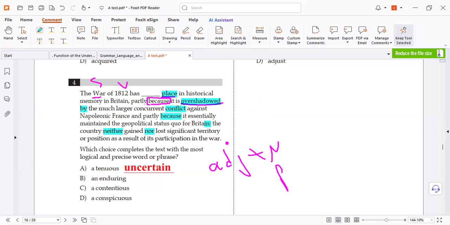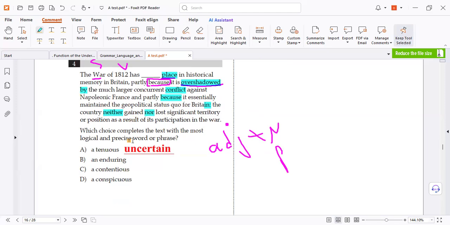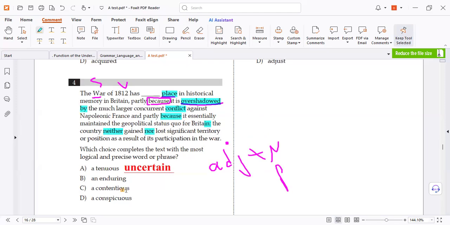Okay, but what does C mean? You should check the dictionary and find it. But contentious already means disagreement. So is there disagreement about the place? No dispute. And what does conspicuous mean? Conspicuous means clear. How clear, and how overshadowed?